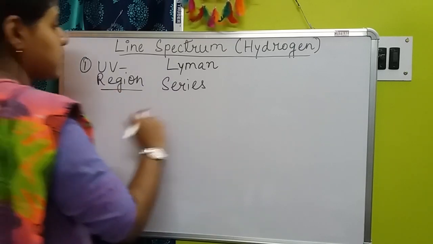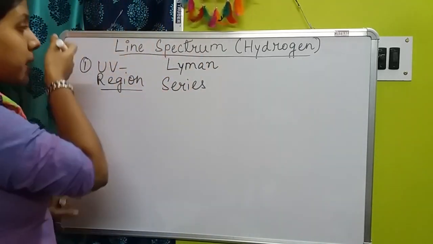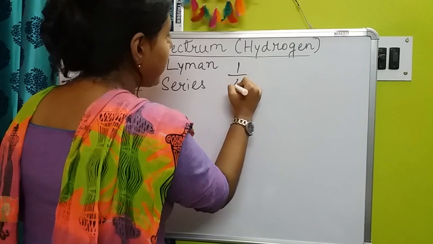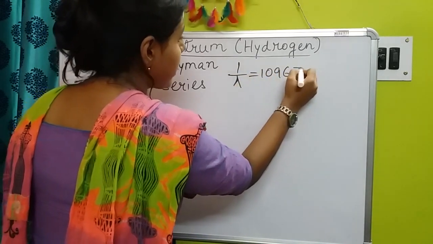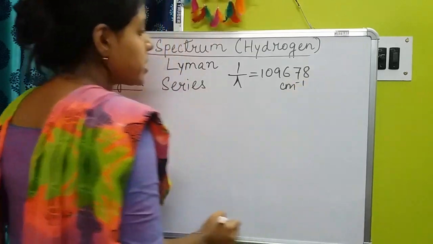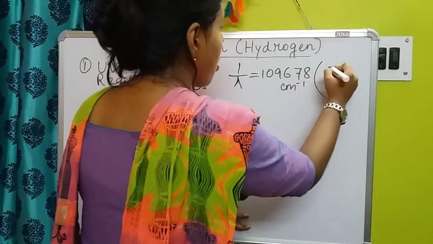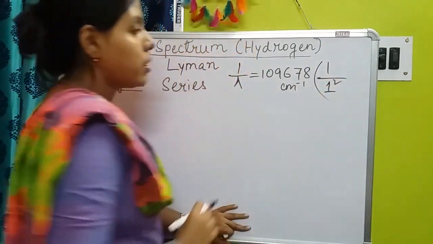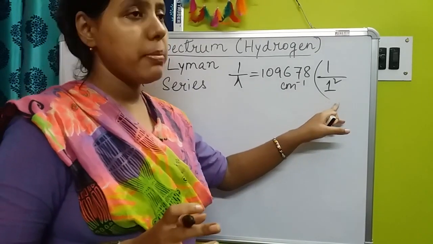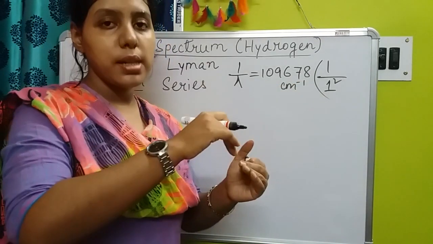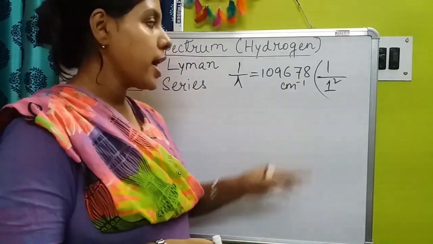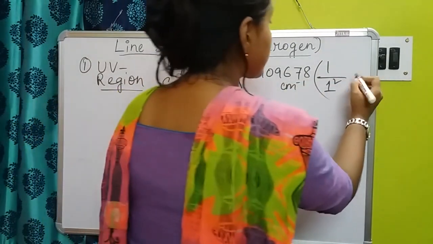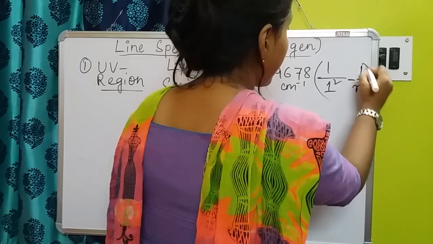Lyman series. So in the Lyman series, what is the value of wavelength by the Rydberg equation? 1 by lambda equals 109,678, this one is in centimeter inverse, into 1 by, for the value of N1, it will be 1, because whenever the light comes to the first energy level, or to the ground level, then they show lines in the UV region. So 1 by 1 square minus 1 by N square.